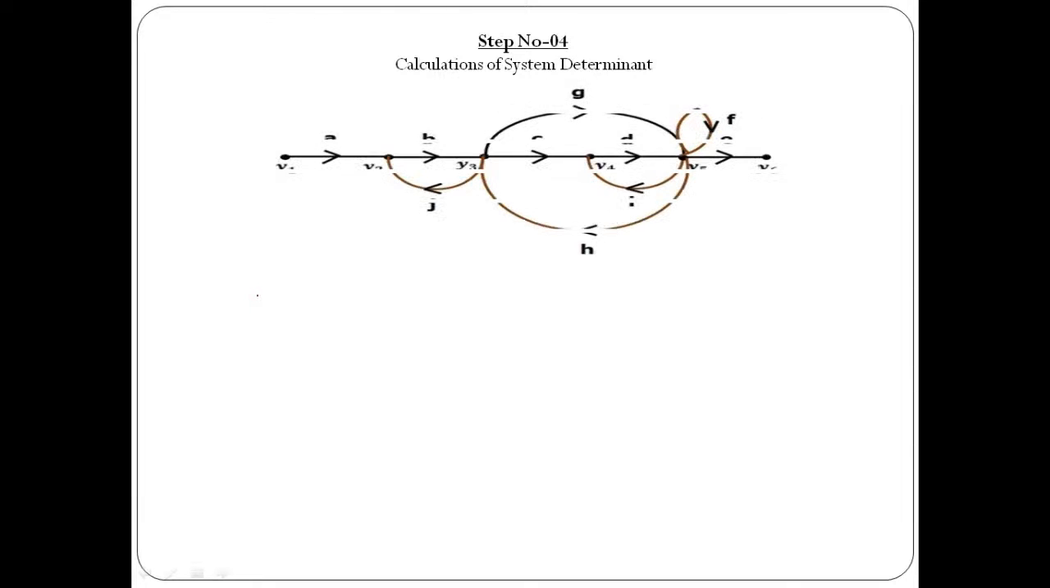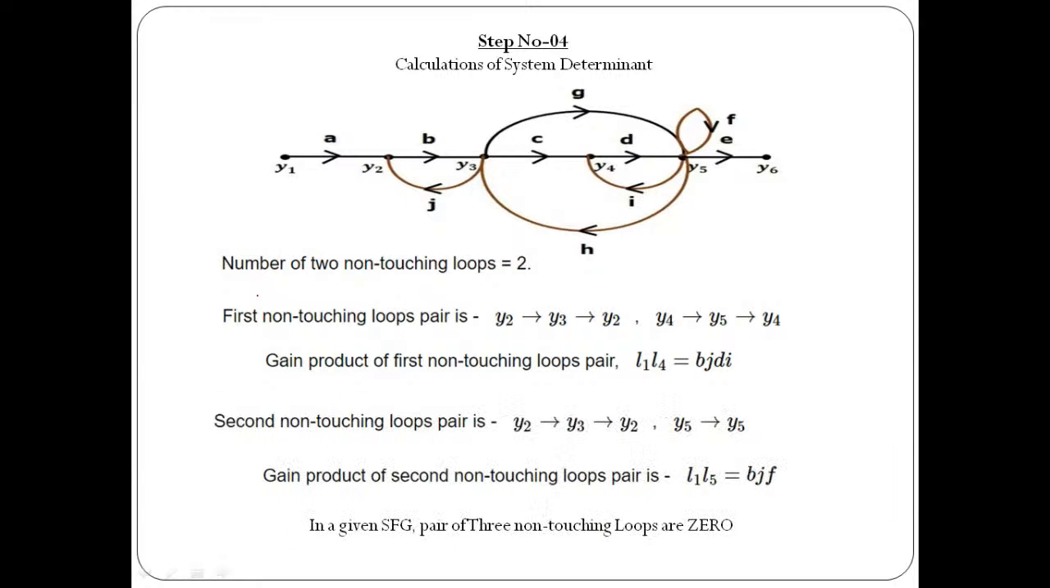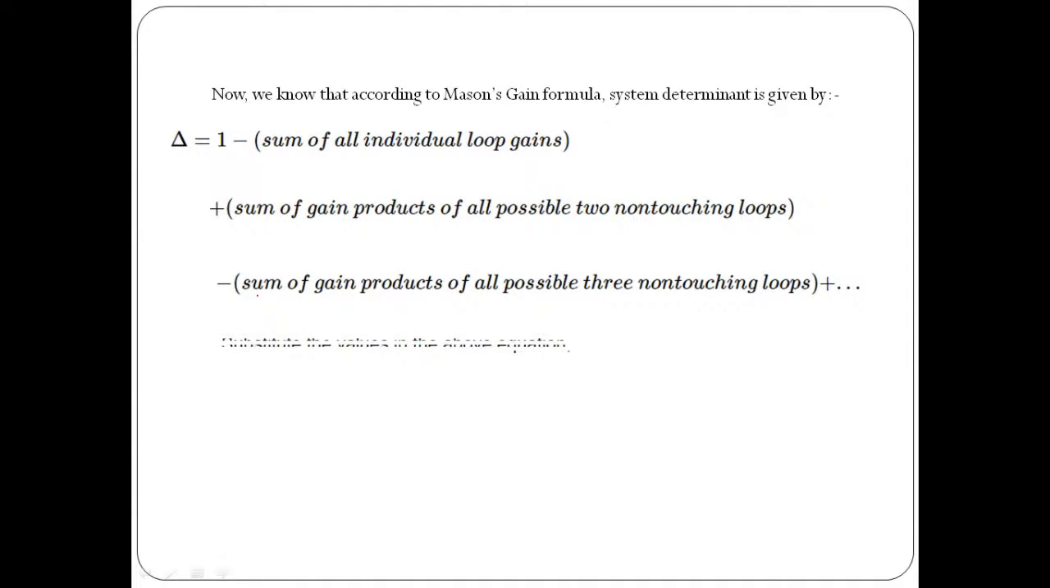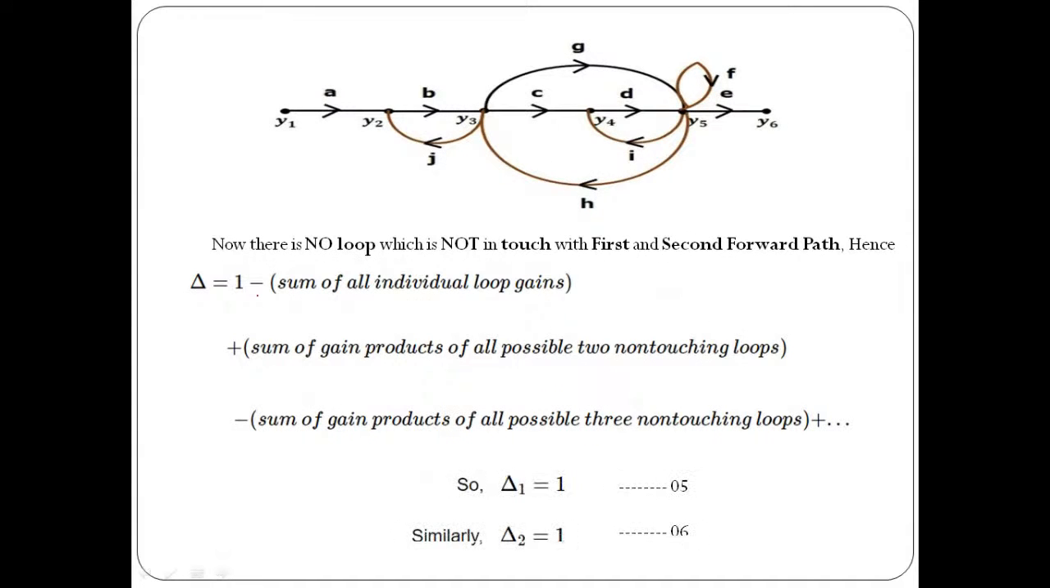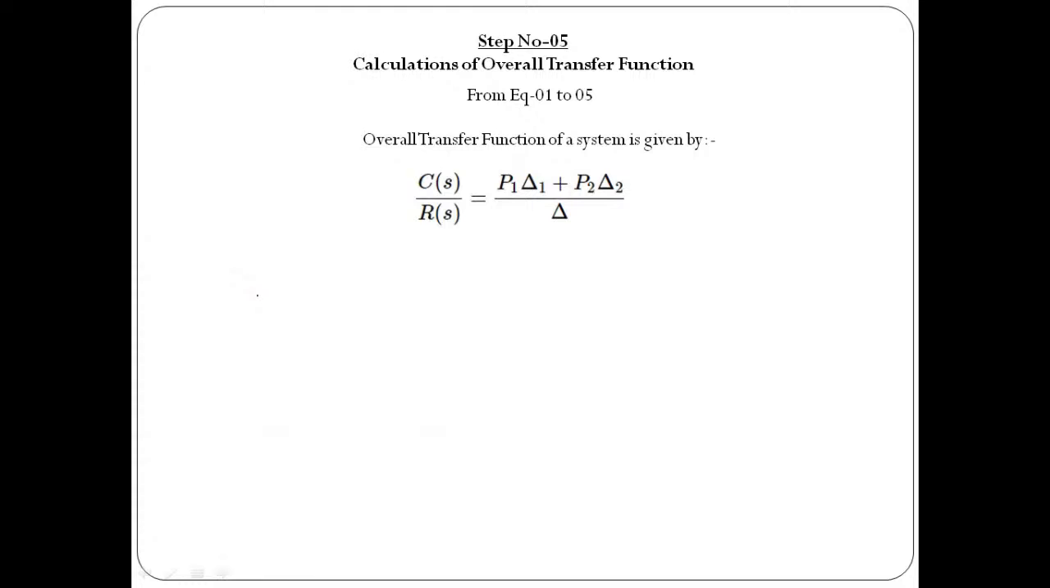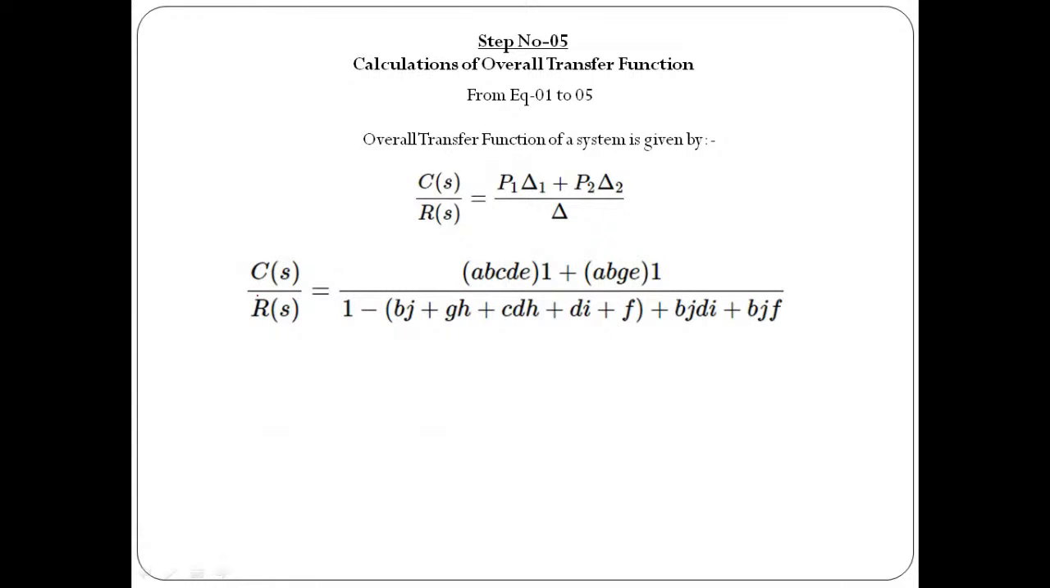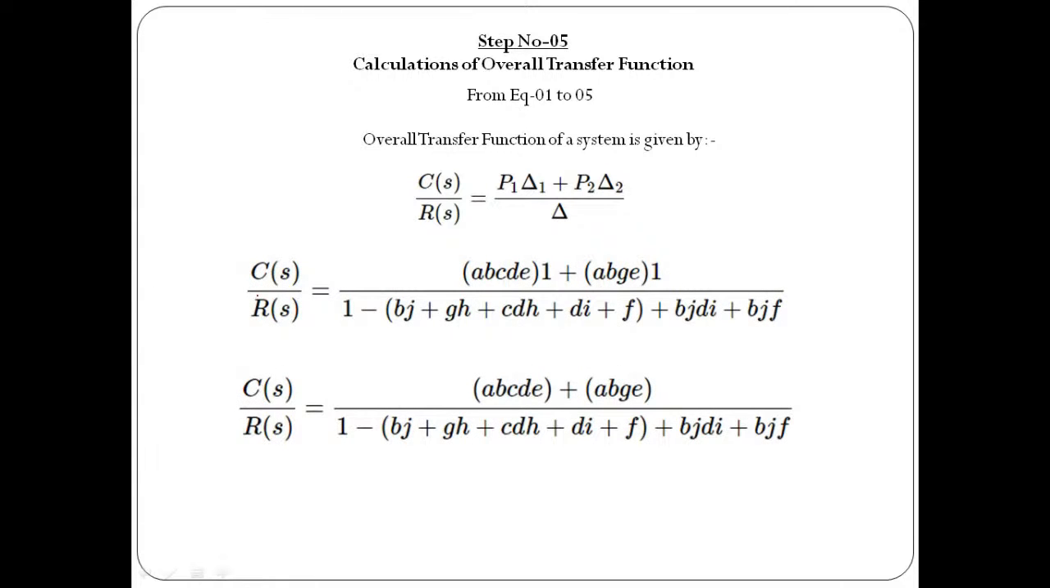And once we have knowledge about how many loops there are and how many forward paths there are, then it is very easy for us to apply step number 4 to find the system determinant, like delta, delta 1, delta 2. So once we calculate the value of delta followed by delta 1 and delta 2, then it is easy for us to club all the information, put it into Mason's gain formula to find the corresponding transfer function of the system. So this is what our final output equation is.